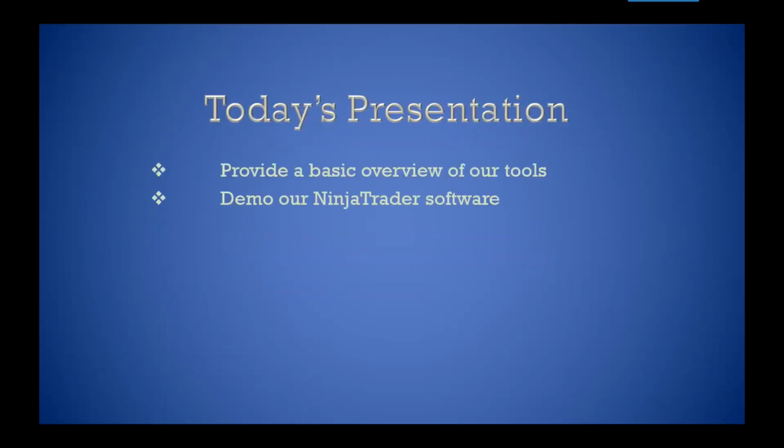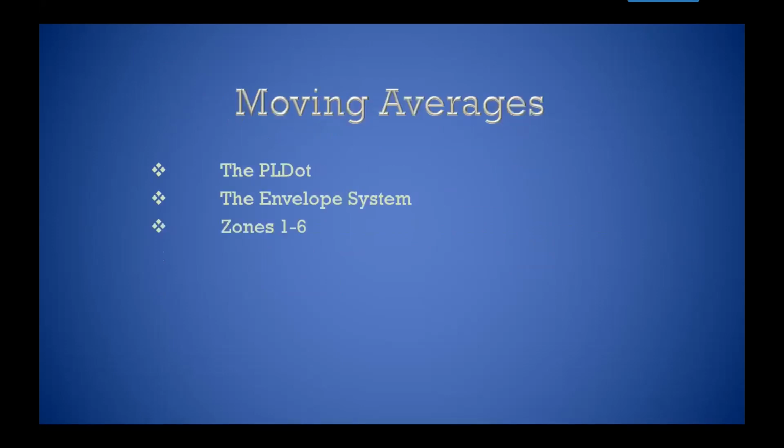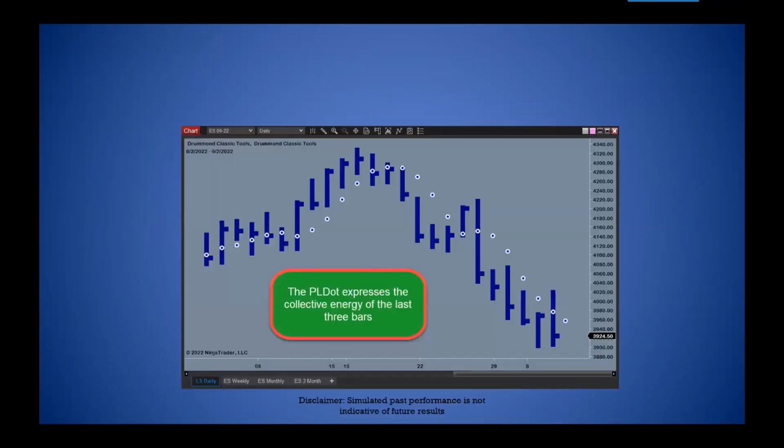So today we're going to give you a little overview of these tools, and we're going to take a look at our NinjaTrader software. So to begin, we have something called the PL dot. The PL dot means point and line dot, but we don't use that anymore. We just call it the PL dot. And an envelope system that's derived from that, and then a zone system which expands on that. So these are the basic moving averages that we're interested in.